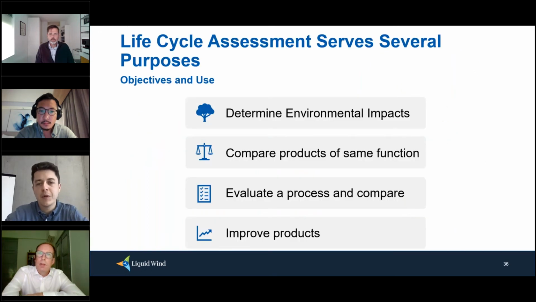At Liquid Wind, we conducted an internal life cycle analysis. Just as an overview, the purpose of a life cycle analysis is usually to determine environmental impacts. It helps to compare products of the same function. You can evaluate processes and compare them, and finally use that knowledge also to improve products or services, for example, also in the shipping sector.